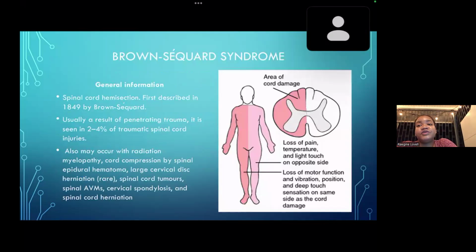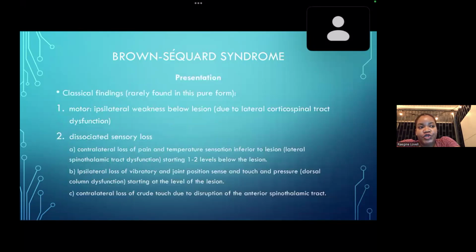Next, we have Brown-Séquard syndrome. This is a hemisection of the spinal cord, and of course, the name was given after Brown-Séquard, who discovered the lesion. Usually, it is a result of penetrating trauma, seen in 2 to 4% of traumatic spinal cord injuries. The presentation of patients with Brown-Séquard syndrome is hardly ever in the pure sense or having the classical findings.